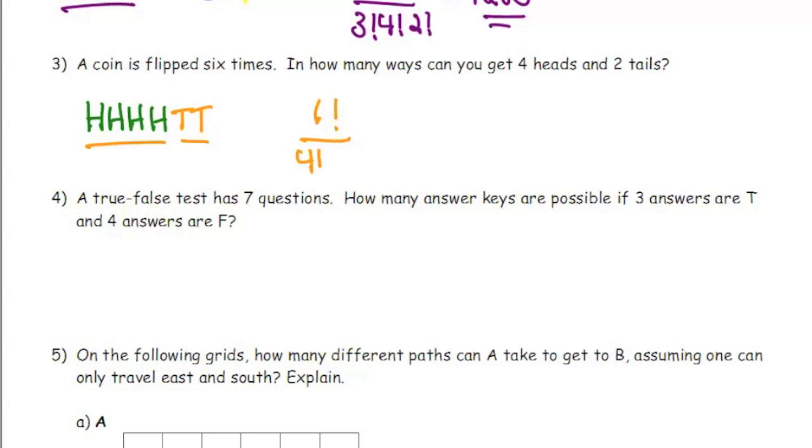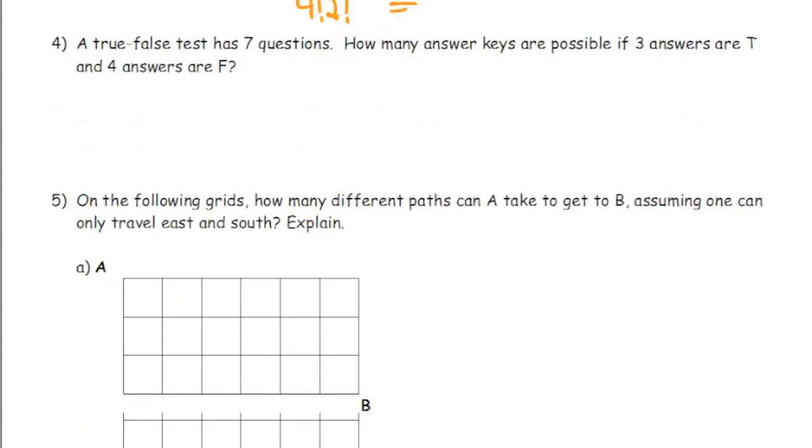6 total objects, so 6 factorial ways of arranging them. We have 2 sets of identical objects. One of them has 4, so there's 4 factorial ways, and the other has 2, so there's 2 factorial ways, giving us a total of 15 permutations. It's just that simple, ladies and gentlemen. We'll keep rolling along. We'll get to the hard ones here in a second, but let's do one more.